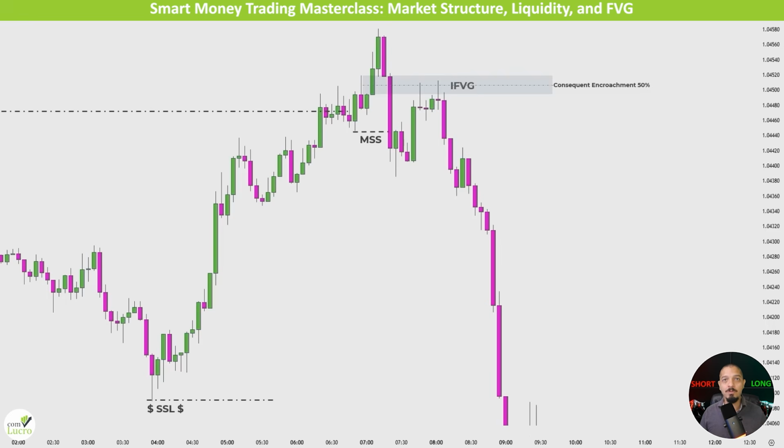This move confirms the effectiveness of this trading setup and shows how powerful inversion fair value gaps can be when used correctly. Now, let's move on to another example to make the concept even clearer.